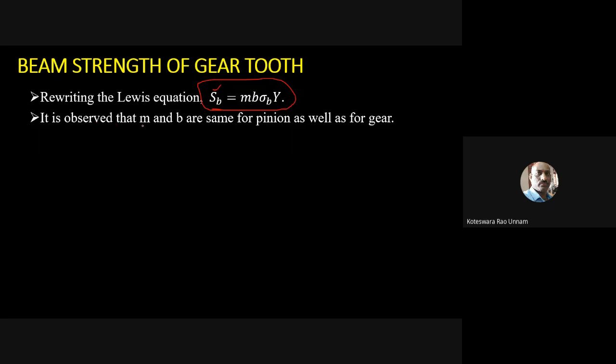It is observed that m and b are the same for pinion as well as gear. Why should that be so? If the module is the same, then only both the gears are able to mesh with each other. That is the law of gearing. So your m should be the same, and b is always expressed as some constant times the module. Therefore b and m are going to be the same for both pinion as well as gear.